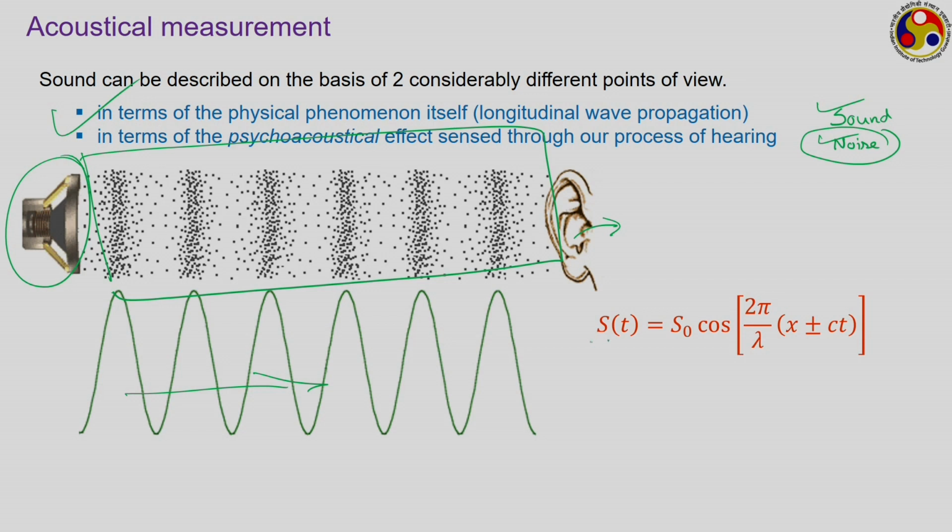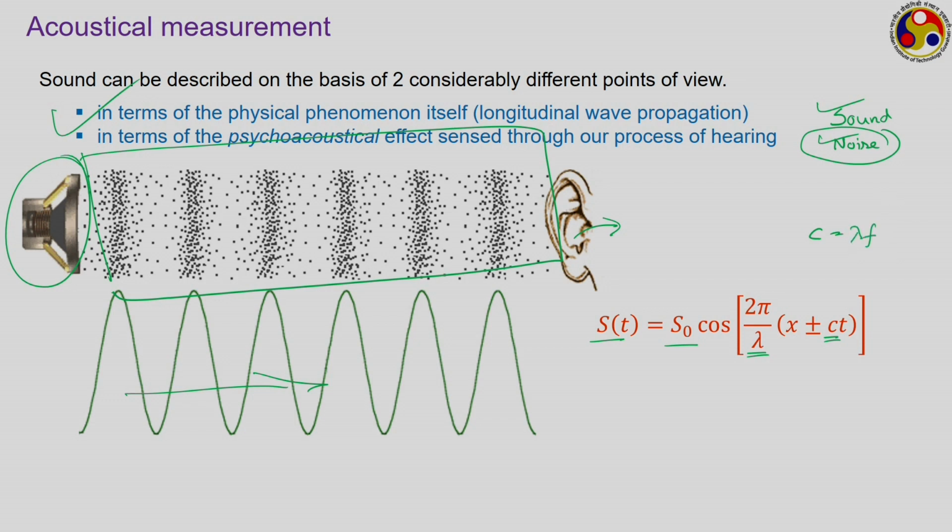Here S refers to the displacement of a particle in the transmitting medium because of this wave propagation. S naught is the amplitude of the displacement, lambda is the wavelength of this, and c is the corresponding velocity of sound. So, we can easily write c is equal to lambda into f, or if I write once more, here c is the velocity of sound, lambda is the wavelength.